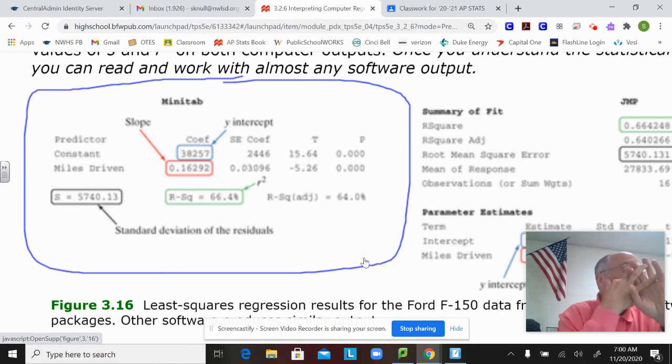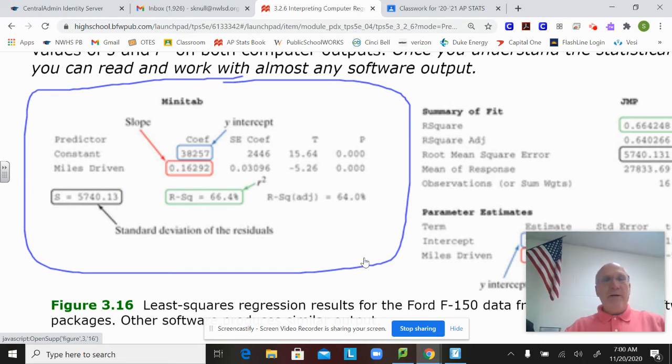You should be able to use it to predict something, because now that you have the line, you can plug in a value to find a prediction. You could find a residual for a particular ordered pair, and you could interpret the standard deviation of residuals, and you can interpret R squared.